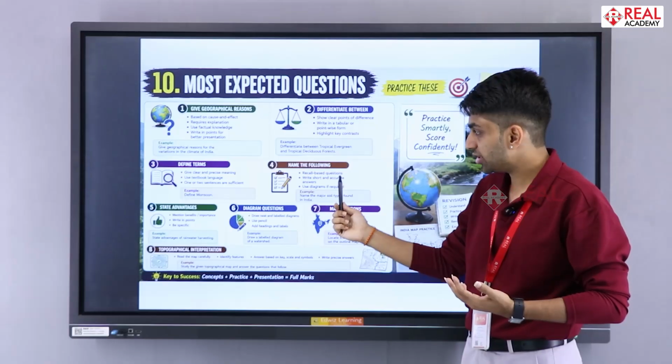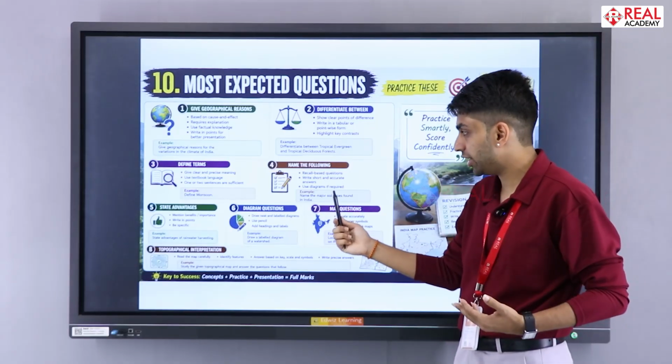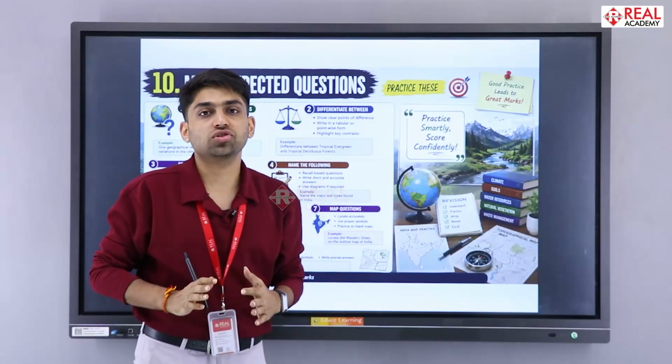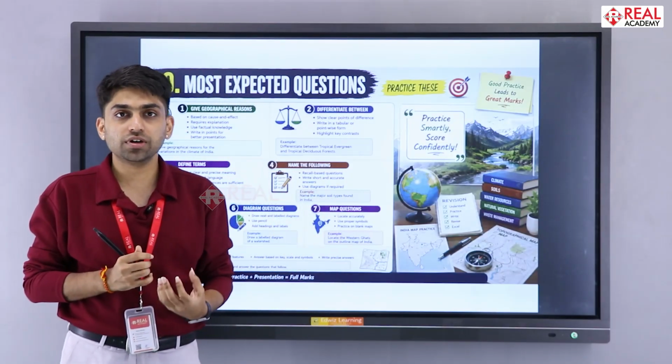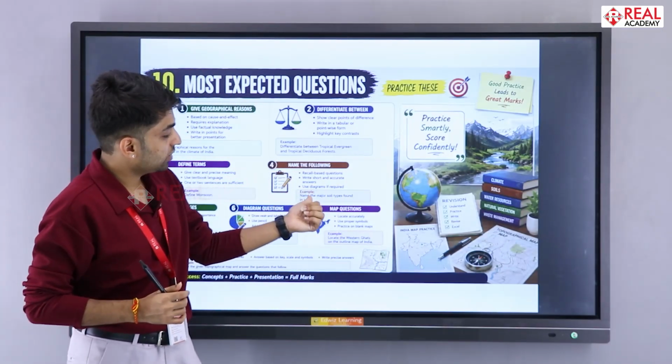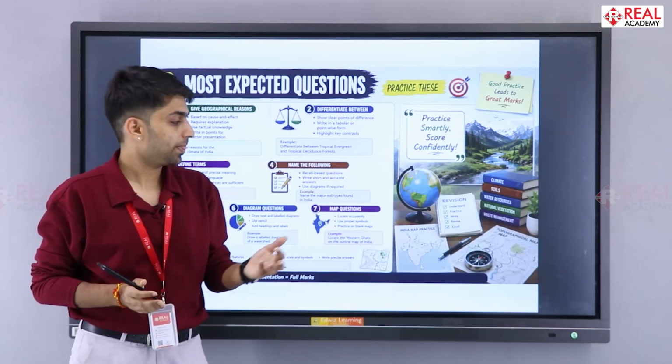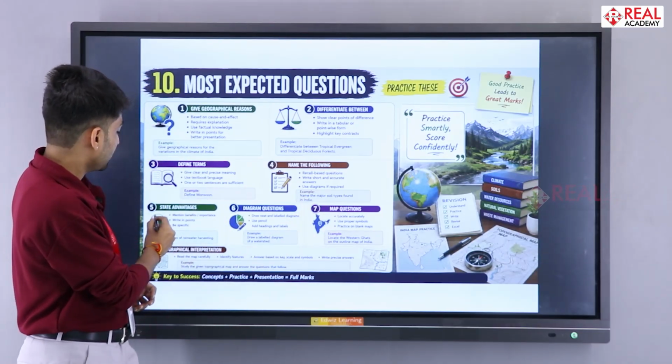Then recall based questions. Name the following. Write short and accurate answers. Use diagrams wherever you are supposed to. Be clean in your work. Name the major soil types found in India. Make a tabular form. Then only answer this.